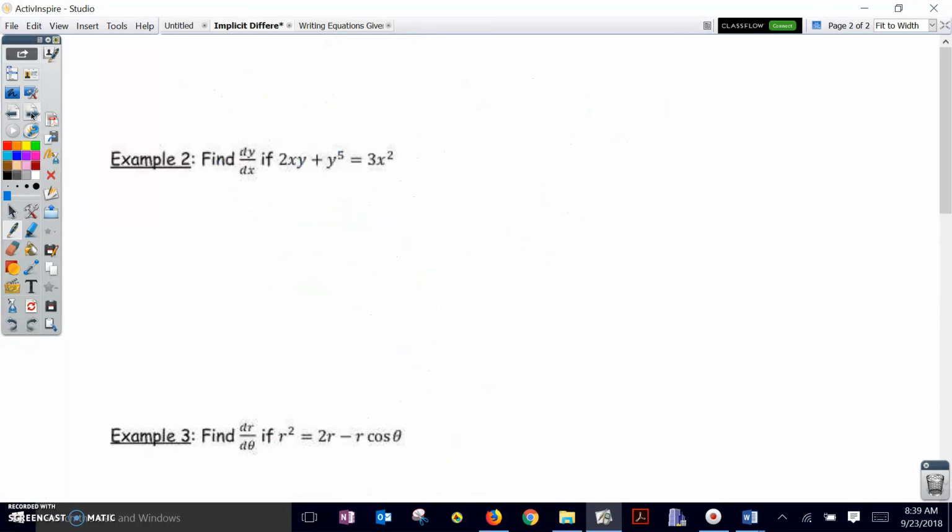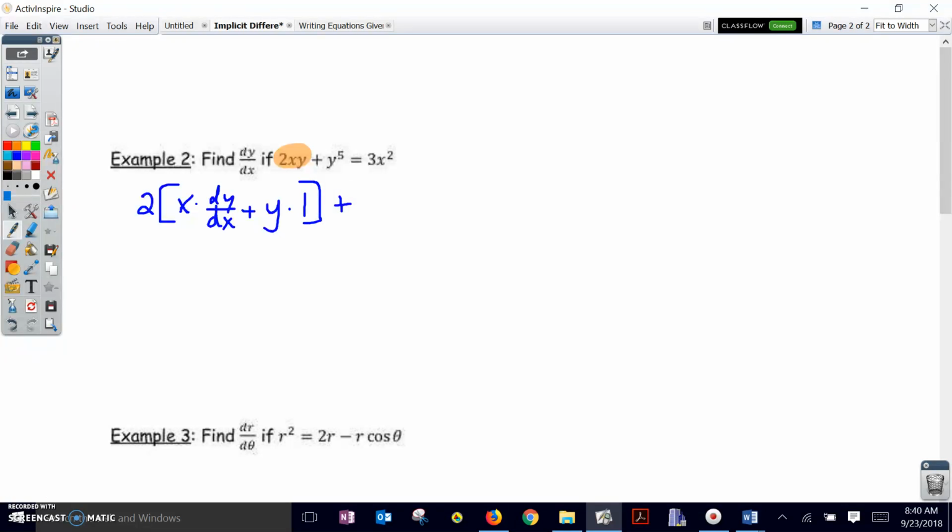We're going to find dy/dx if 2xy plus y to the fifth equals 3x squared. So first, I'm going to take the derivative of 2xy. Got a constant multiple 2, which will multiply times the derivative of x times y. The derivative of x times y is x times the derivative of y plus y times the derivative of x, which is just going to be 1.